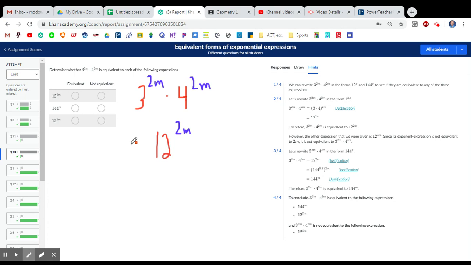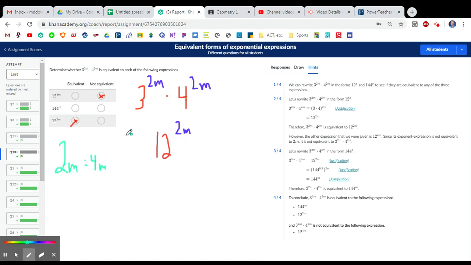With that being said, I'm going to immediately go over to my side and say, hey, that is not the same as 12 to the 4m. This is not equivalent. The reason it's not equivalent we'll talk about in just a second. But before we do that, let's finish with this one. 12 to the 2m is equivalent, obviously, because 12 to the 2m is the same thing I have over here.